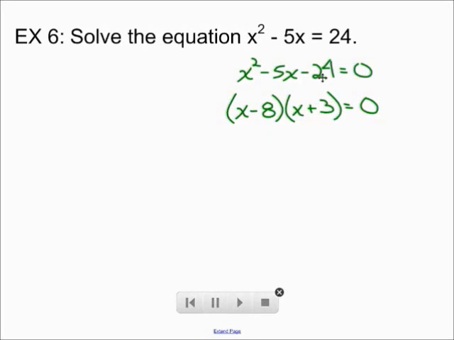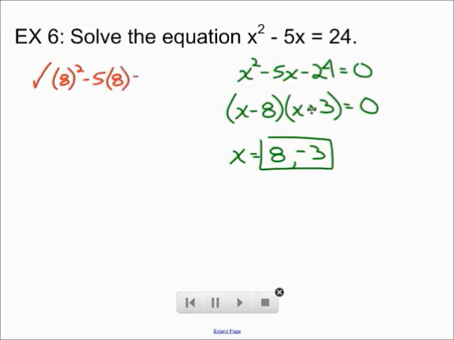Negative 8 times 3 is negative 24. Negative 8 plus 3 is negative 5. And then we can use the zero product property that we learned a lesson or two back to say that the solutions to this equation are 8 and negative 3. Because if x minus 8 times x plus 3 equals 0, then either x minus 8 or x plus 3 has to be 0. We check our answers.